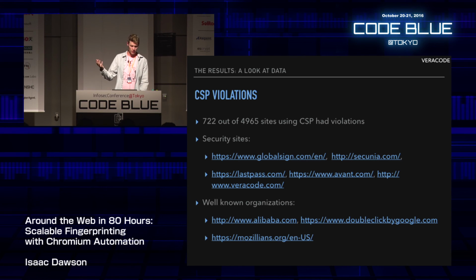Some of them are security sites like GlobalSign, which does trust and certificates. And unfortunately, even my own company's website is on this list, which they tell me they're working on, but who knows. Well-known organizations, Alibaba, DoubleClick by Google, even Mozilla, which basically created CSP, have violations on their sites as well.